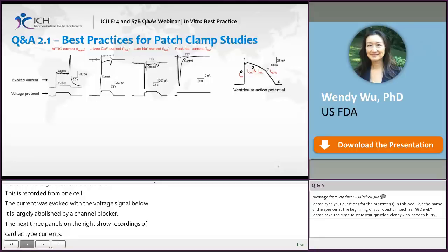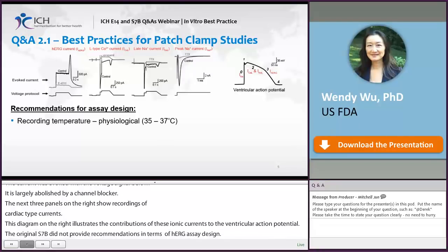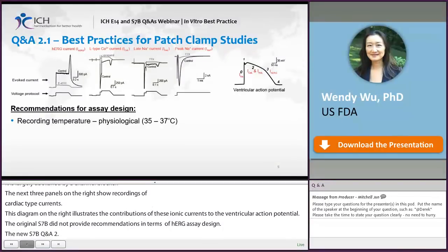The original S7B did not provide recommendations in terms of hERG assay design. The new S7B Q&A 2.1 recommends for recordings to occur at physiological temperature, defined as 35 to 37 degrees Celsius.